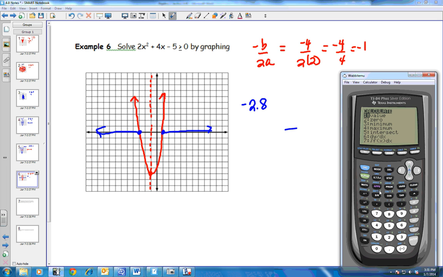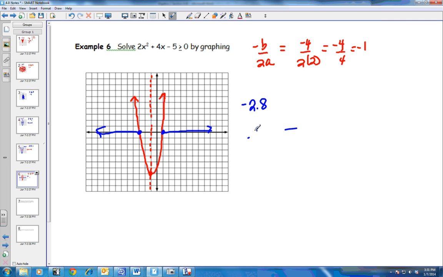And then let's find out what that other one is. Second trace, 0. Now we're finding this one, so I'm typing a number to the left of that point. I'm going to type in 0. I need a number to the right of this. I'm going to type in 4. And I'm going to guess where it crossed. I guessed that it crossed at 1. And it's 0.87. Okay, so my other point is 0.87.